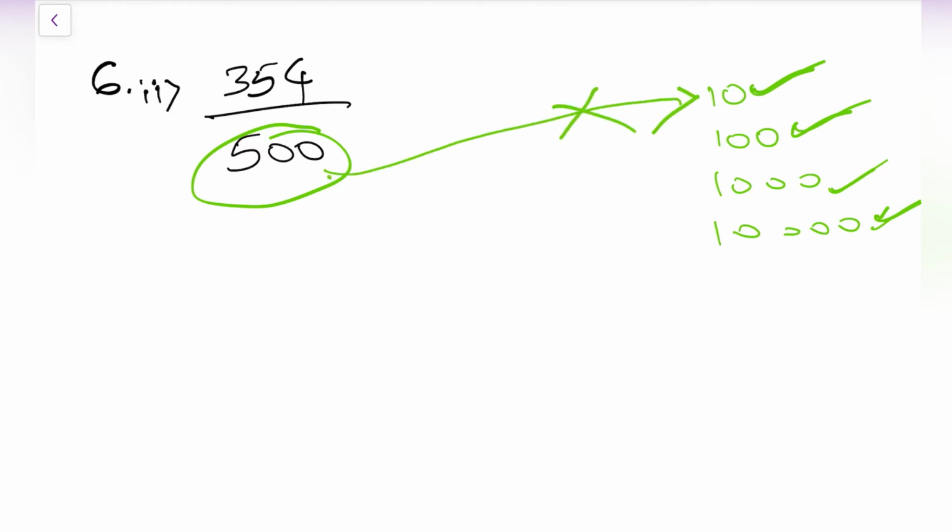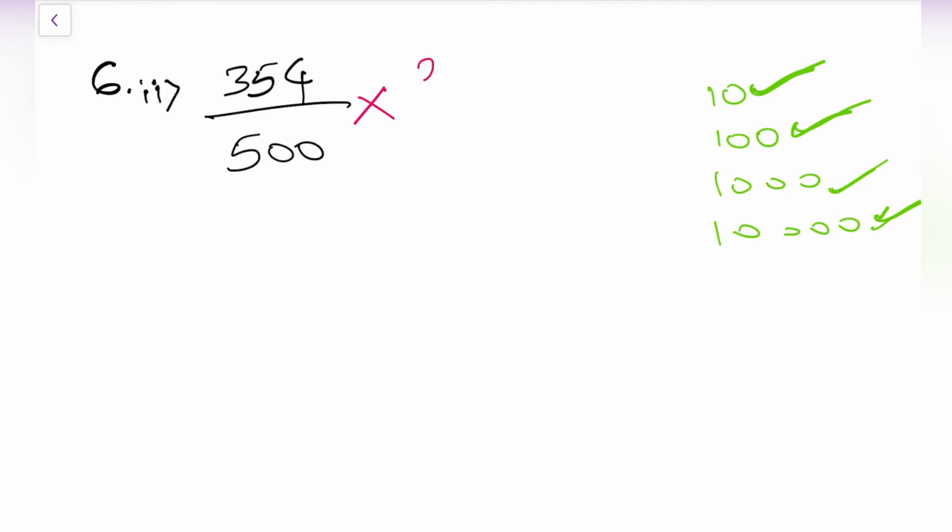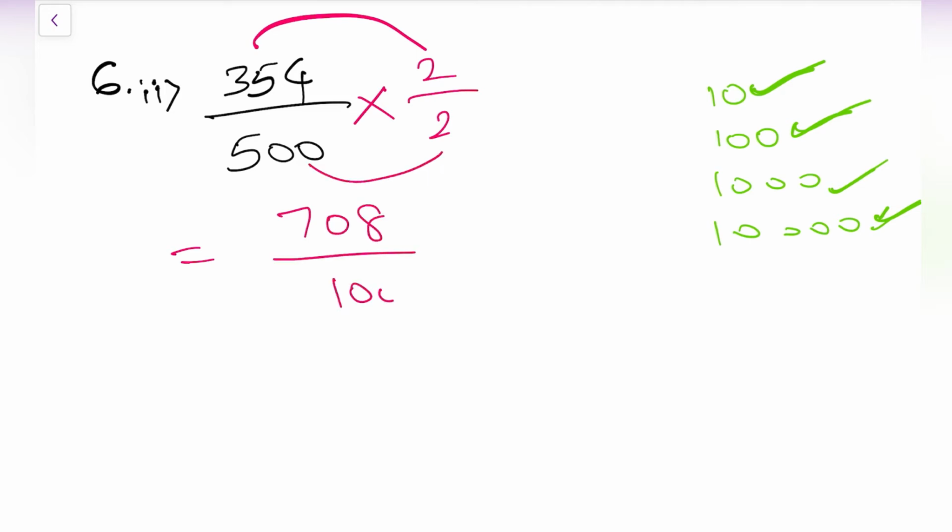Obviously no. In 500 table 100 will come? Obviously no. In 500 table 1000 will come? Yes. In 500 table 1000 will come. But where it will come? 500 twos. So multiply and divide this by 2. 354 into 2, 708, divided by 500 into 2, 1000. 708 by 1000.